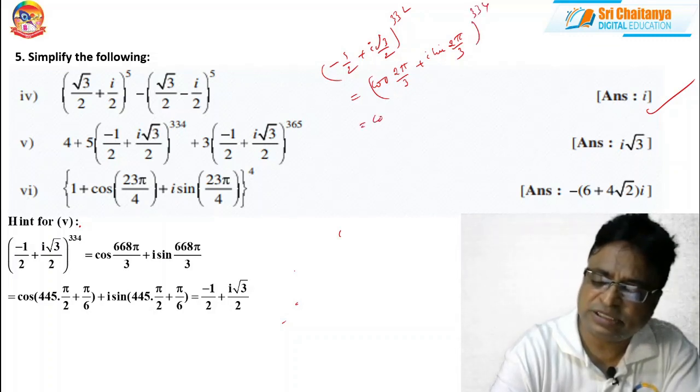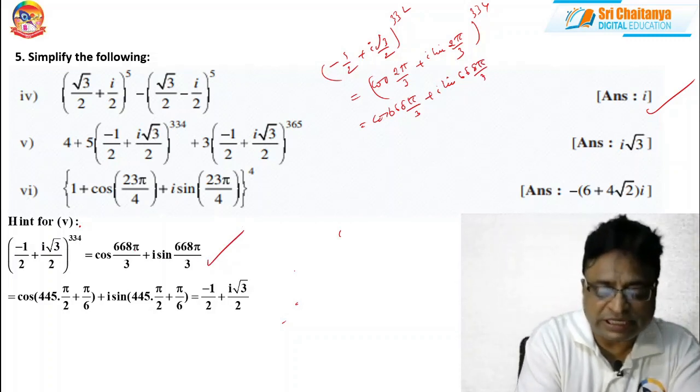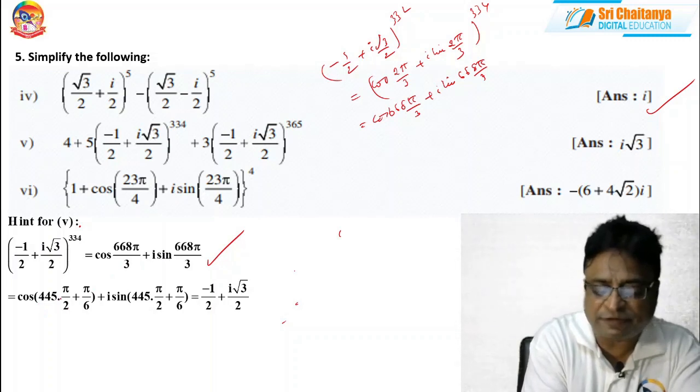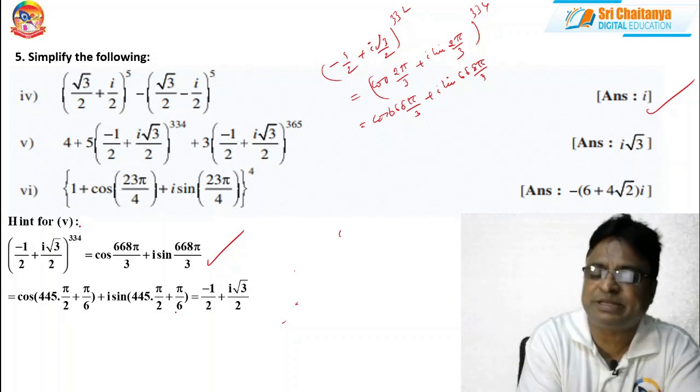That is cos 2 into 334, that is 668 pi by 3 plus i sin 668 pi by 3. This is the step I have written directly. And moreover, that cos of 668 pi by 3, I can write as 445 into pi by 2 plus pi by 6, plus i sin 445 pi by 2 plus pi by 6.